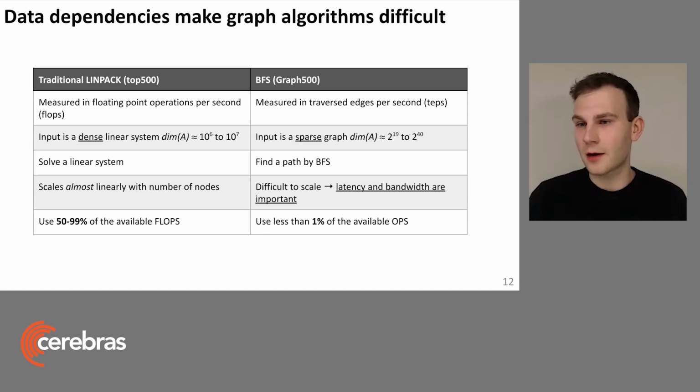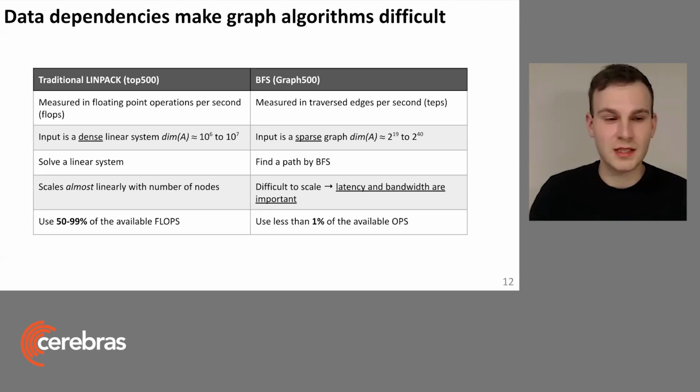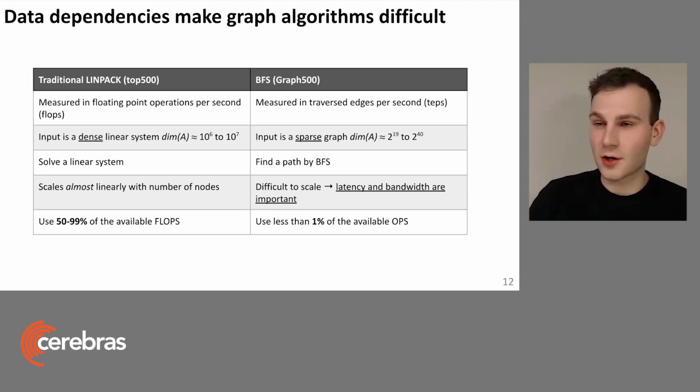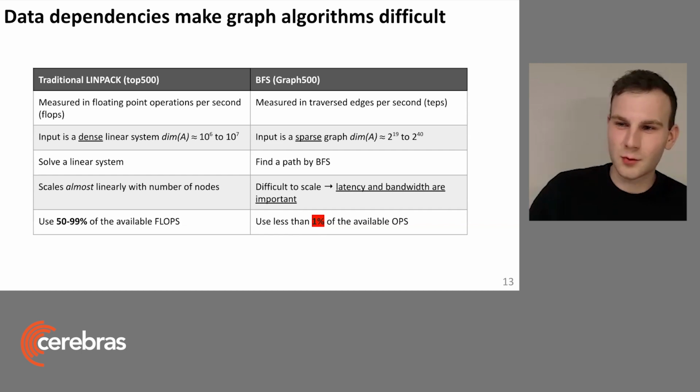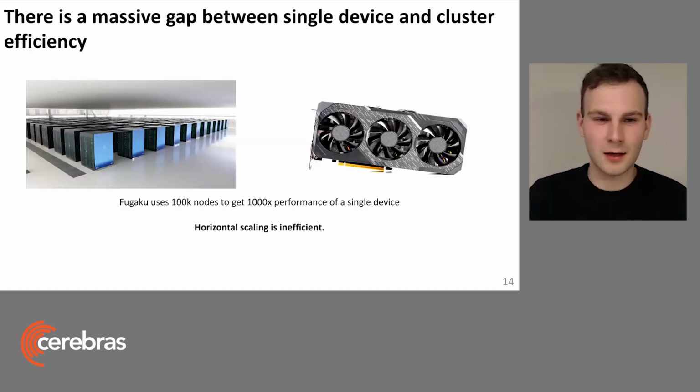And from a back of the envelope calculation, we see that we only use 1% of the available operations that are given through the system. However, for the Top500 benchmark, we can see utilizations up to 99%, which is very high. So you get a quite fast system, but you can only use 1%, and that's kind of a bummer.